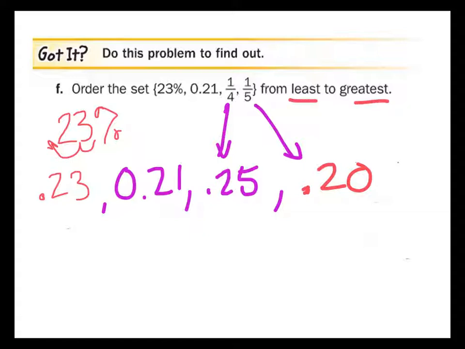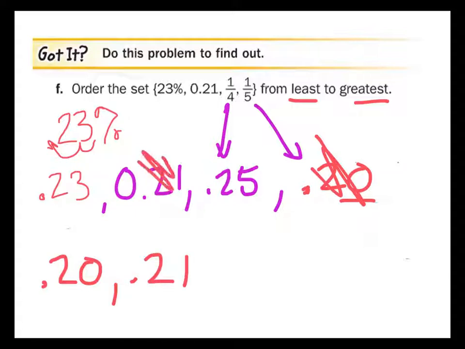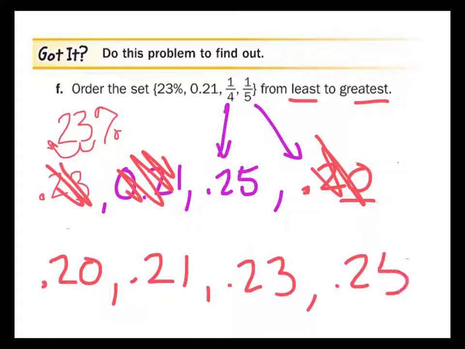So we start with the least. They all have the same tenths place value, so we have to go to the hundredths. 0 is the smallest of them, so 0.20 is the least. Cross it out. Next one is 0.21. Cross it out. 0.23. Finally, 0.25. Okay?